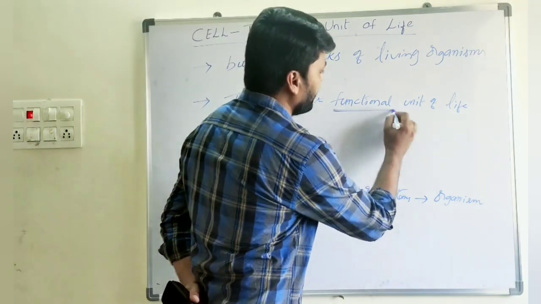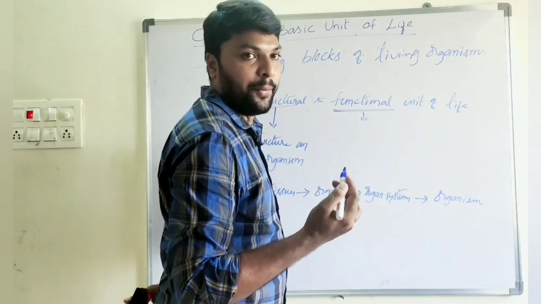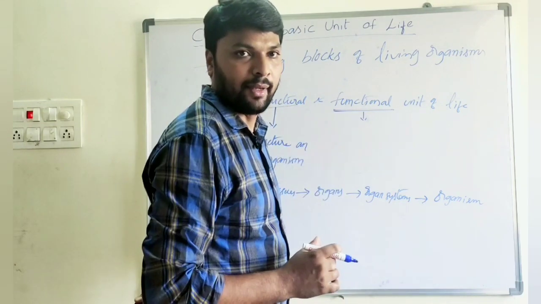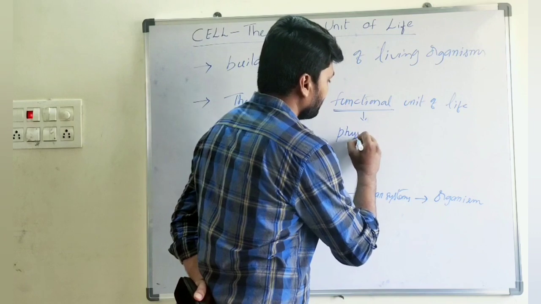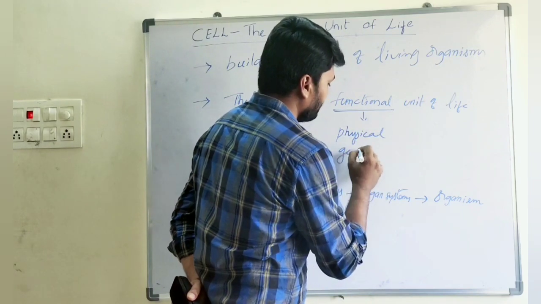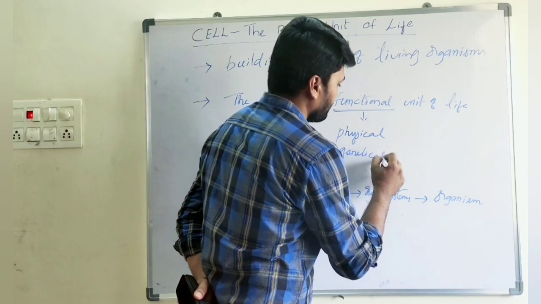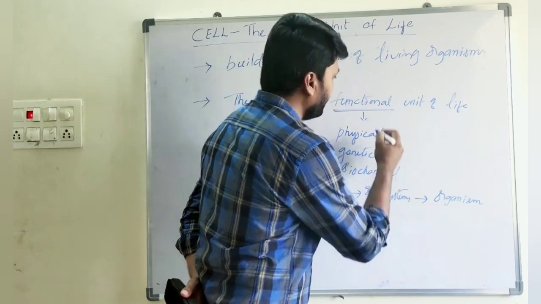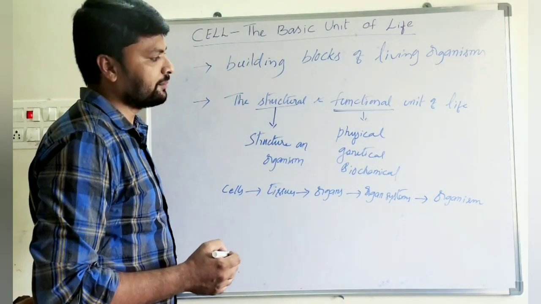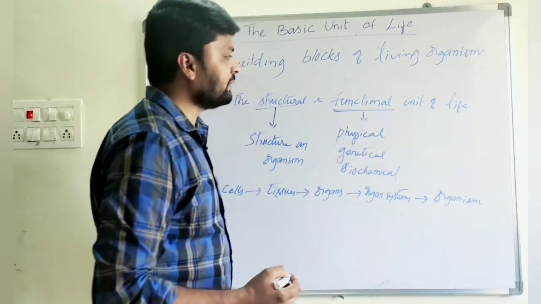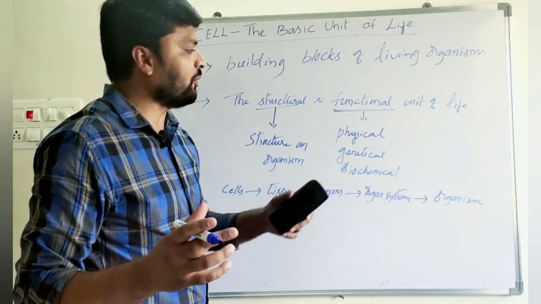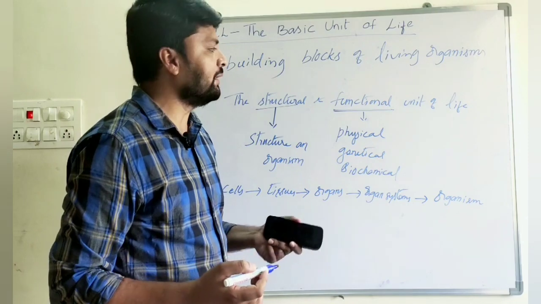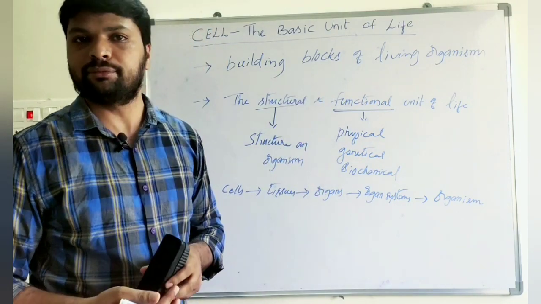And why is it called a functional unit? Because a cell will perform all the activities of a body, like physiological, genetical, and biochemical functions. So it is called a functional unit of life.